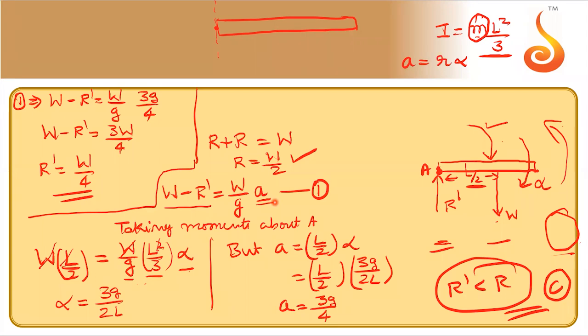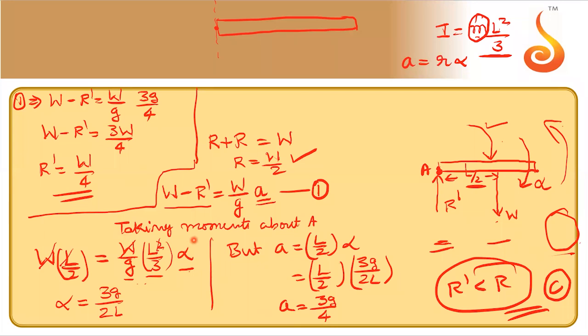Now Udit, just imagine the situation: when this end comes down, this end moves up. So the reaction should reduce, so the weight on the person should reduce. Common sense, correct, no? So when this comes down, this moves up. A moves up when B comes down.